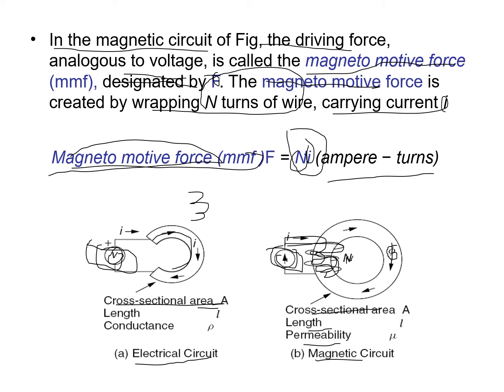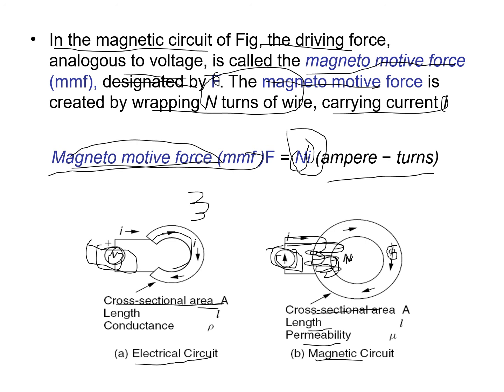The driving force of the magnetic circuit is called the magnetomotive force, MMF, designated by capital F. Magnetomotive force is created by wrapping N turns of a wire. Suppose I am turning 3 times, so N is equal to 3 turns of the wire. The current is given as I. So magnetomotive force MMF is given as F equals N I, ampere turns.